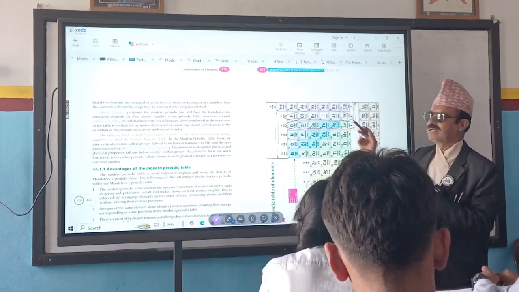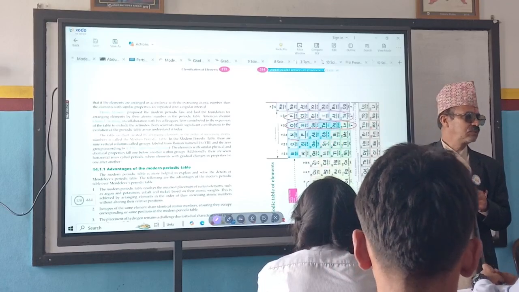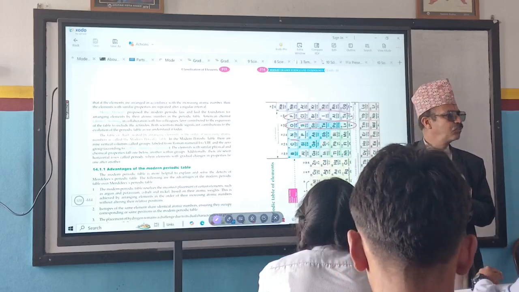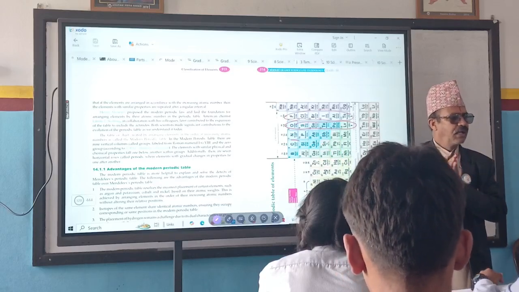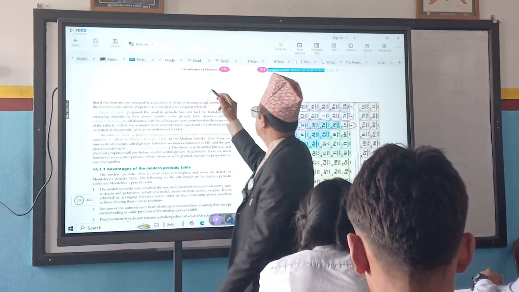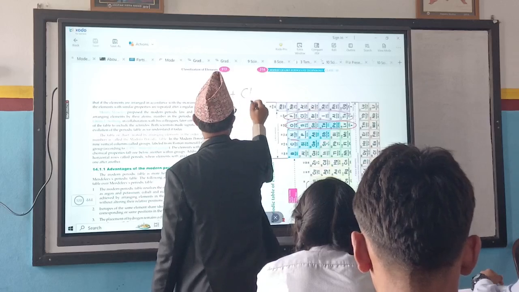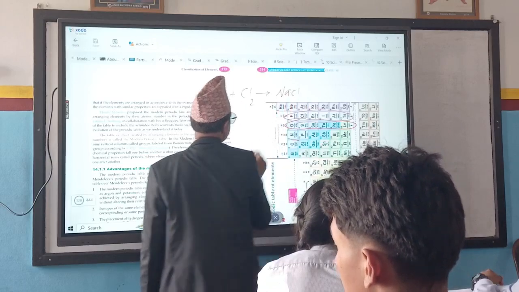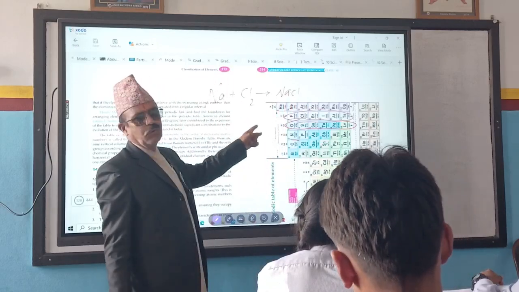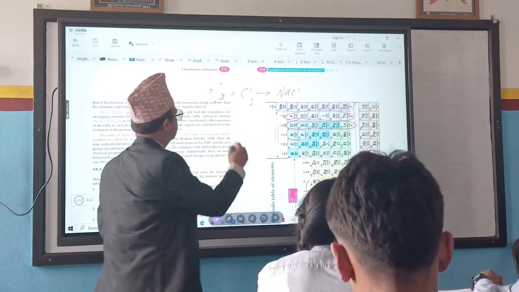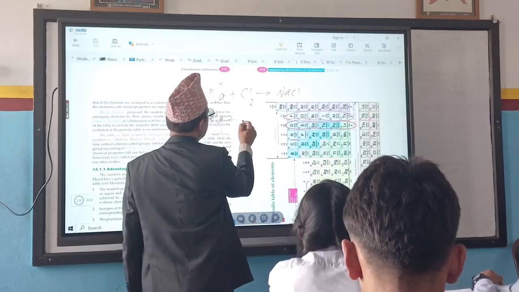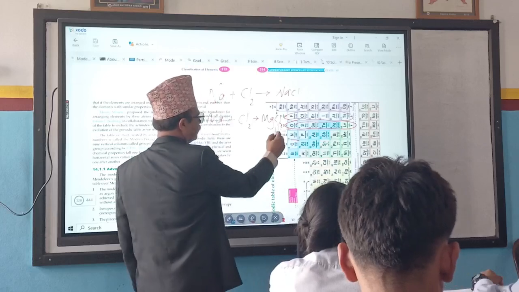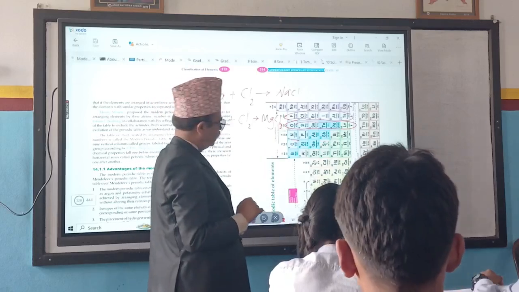Elements of group 7A are called halogens. Why? Because they can form salt with metal. They react with metal and form salt. For example, this is metal, this is halogen. Now what does it form? NaCl. Sodium reacts with chlorine and forms sodium chloride. Magnesium metal reacts with chlorine and forms magnesium chloride. These things you have to remember.